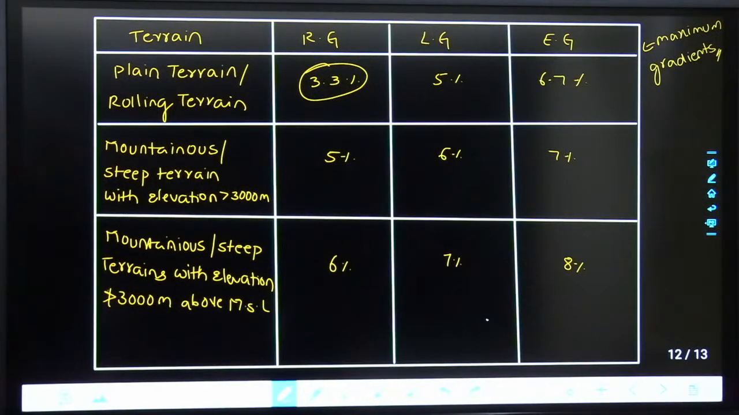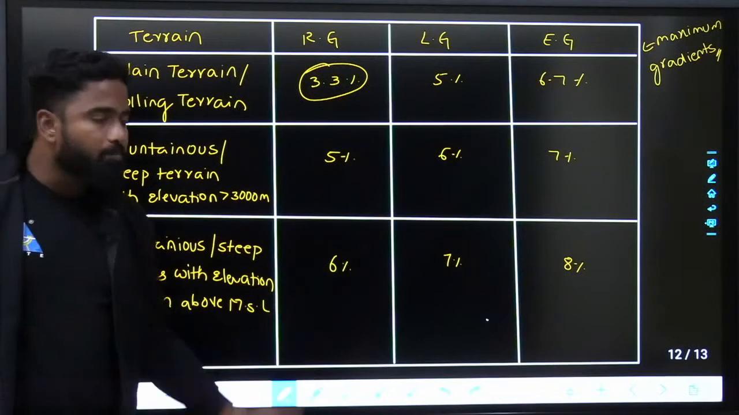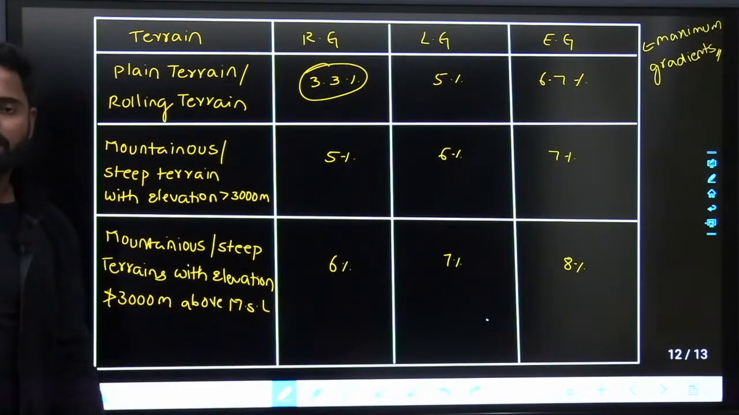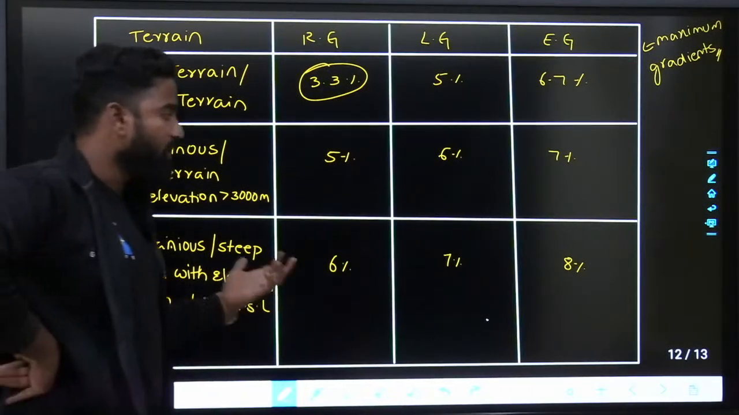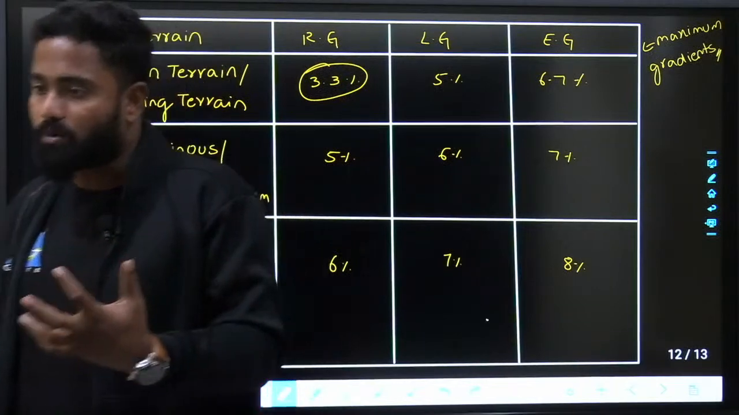Have you differentiated it? Of course, I have differentiated based on height purposes only. In the question, read properly whether they are saying above 3000 meters or below 3000 meters. Go through the IRC code, you will find the same table. I copied it from the IRC code only. What is your doubt?